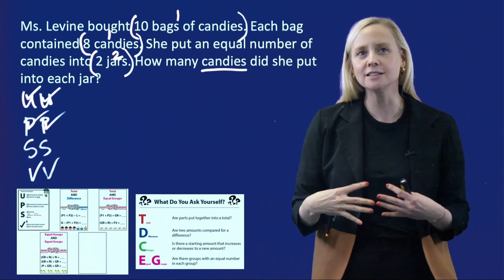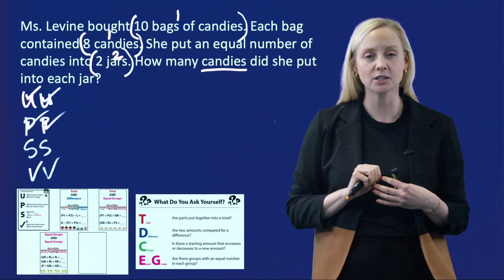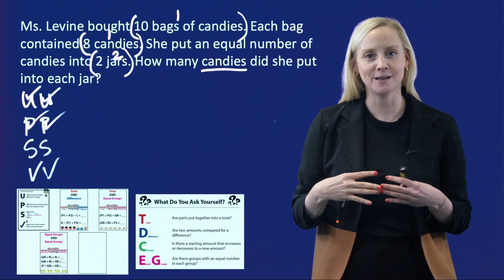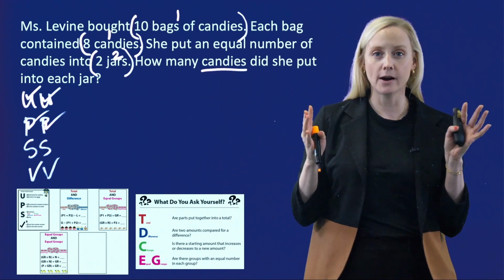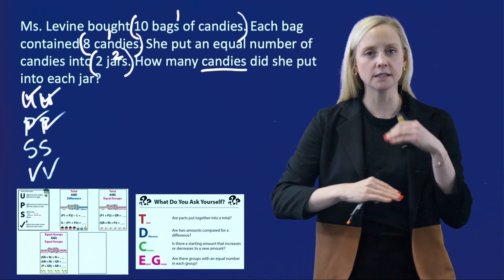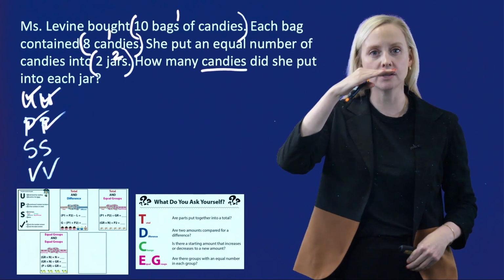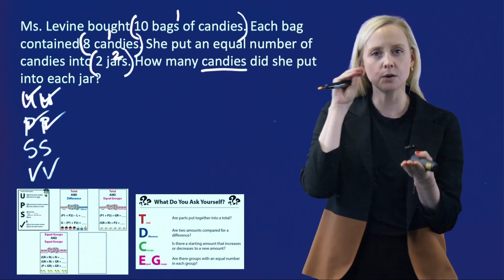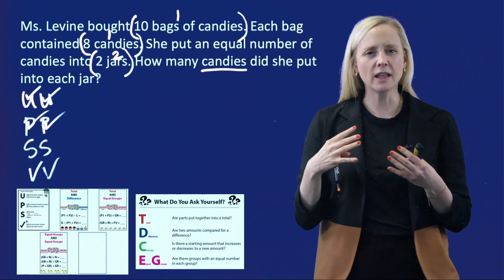We always like to direct students to our What Do You Ask Yourself poster so we can question and gesture and think about our schemas. We like to say, are parts put together for a total? Are two amounts compared for a difference? Is there a starting amount that increases or decreases to a new amount? Or do we have groups with an equal number in each group? So let's break this down.